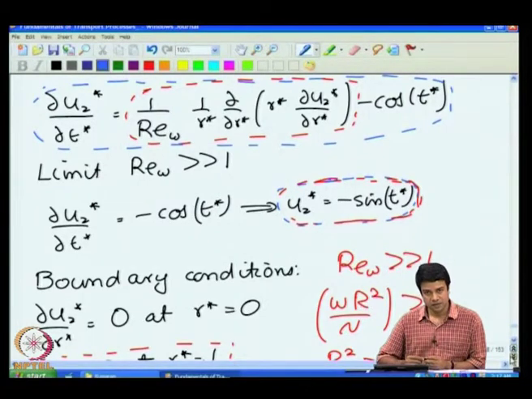Problem is, it does not satisfy the boundary condition, because when I neglected the viscous term, I reduced the equation from a second order differential equation in R to an ordinary equation. An ordinary equation has no boundary conditions to it. So, I cannot satisfy the boundary conditions.